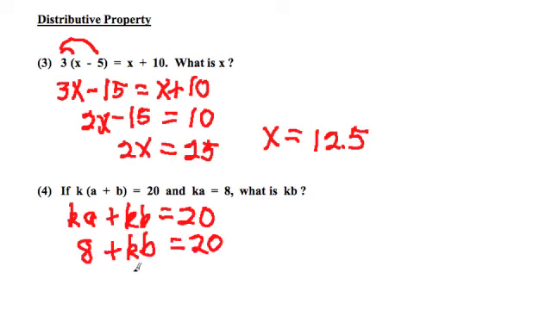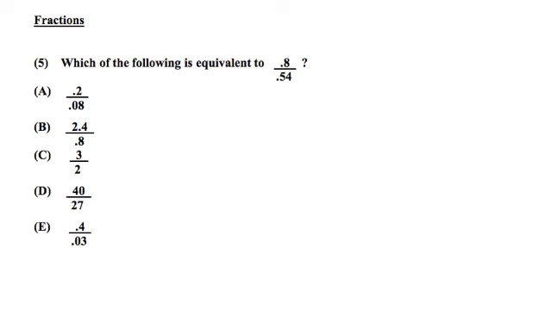And subtract 8 from both sides. K times b is equal to 12. With fractions, you don't want to worry about common denominators and such. The easiest way is probably to convert them to decimals. As usual, if you want to try this on your own before looking at the solution, you can pause the screen now. So which of the following is equivalent to 0.8 over 0.54?